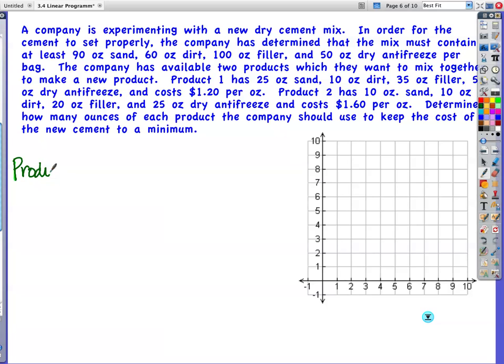Product 1, product 2. Okay, product 1, what do we have in all these products? We have sand, we have dirt, we have filler, and we have antifreeze. Okay, product 1, this is, they must have at least. This is not what I'm going to use here because this is not referring to product 1 or product 2. This is how much the company has to use per the amount of products they have.